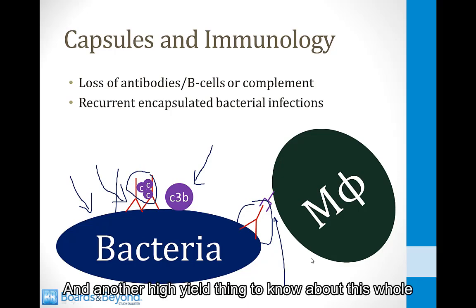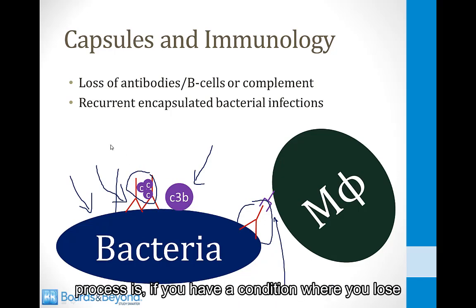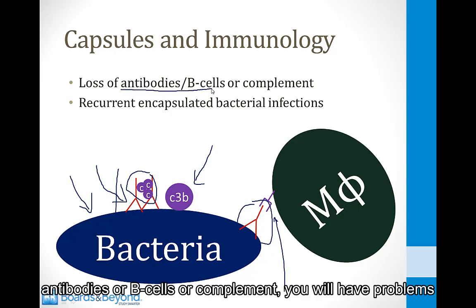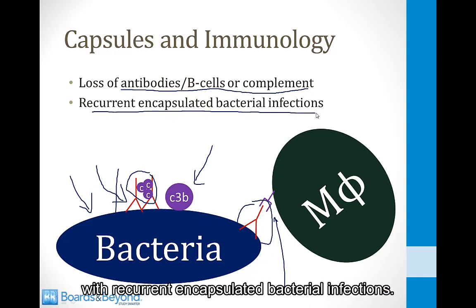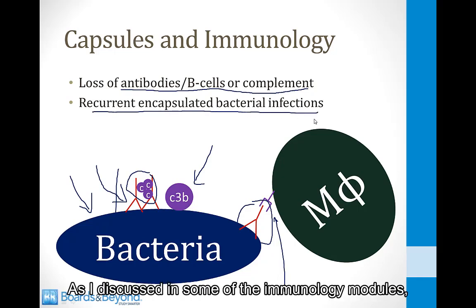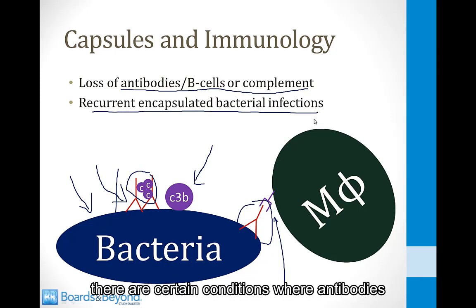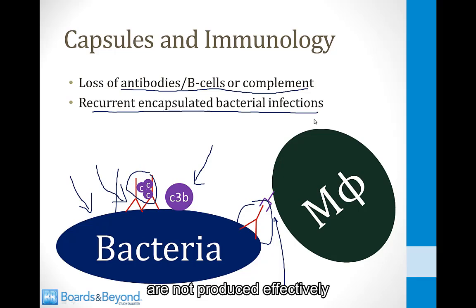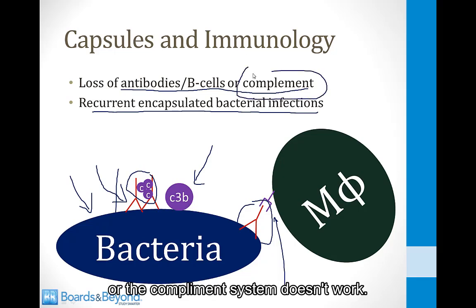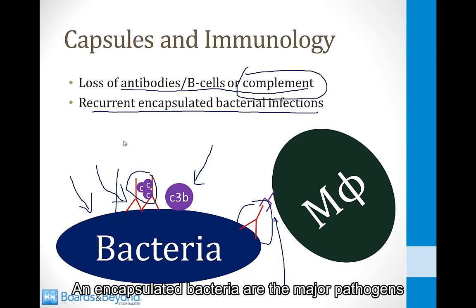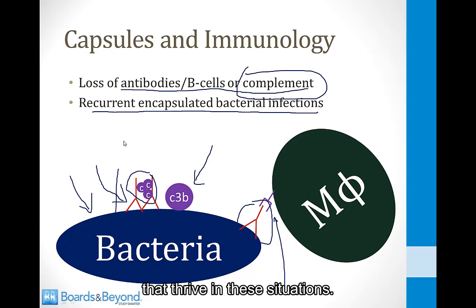And another high-yield thing to know about this whole process is if you have a condition where you lose antibodies or B cells or complement, you will have problems with recurrent encapsulated bacterial infections. As I discussed in some of the immunology modules, there are certain conditions where antibodies are not produced effectively or where the complement system doesn't work, and encapsulated bacteria are the major pathogens that thrive in these situations.